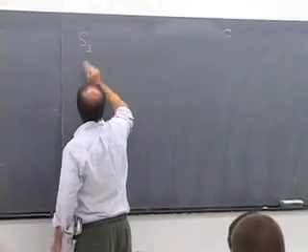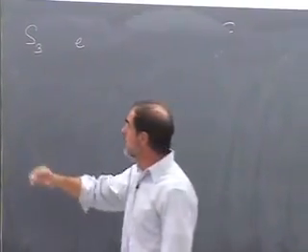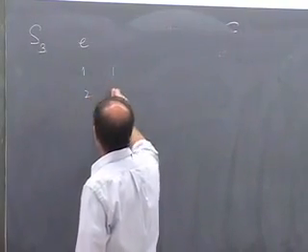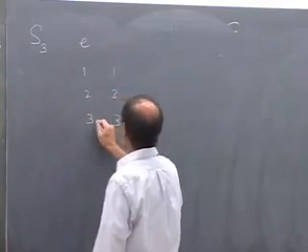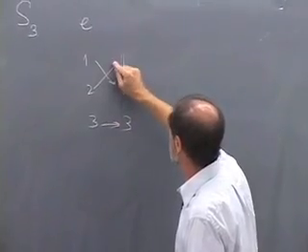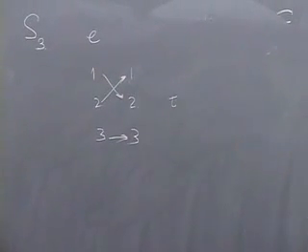S3. So of course we have the identity element. That one we already knew about. Now we have an element like this tau. Namely, we can forget about the fact that we have 3 elements, leave the third element fixed, and just permute the first 2. Like that. Let's call that element tau. We've already seen that element.